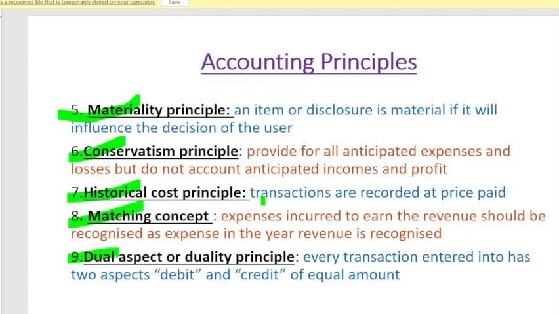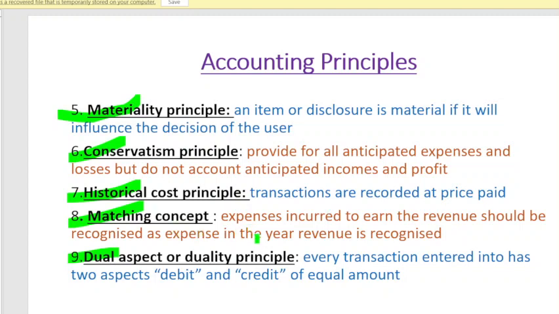Then historical cost principle says transactions are recorded at price paid. Whatever the price you are paying while purchasing an asset, say any machinery, you paid a price of 2,50,000. It may happen the market value has gone up. Now the market value is showing 3,50,000. So on what price you will be showing in your financial statement? Always remember, historical cost principle speaks whatever the amount you paid to acquire the asset, that amount should be disclosed. That means if you have purchased the asset for 2,50,000, you have to mention 2,50,000 irrespective of the market value which is showing at 3,50,000.